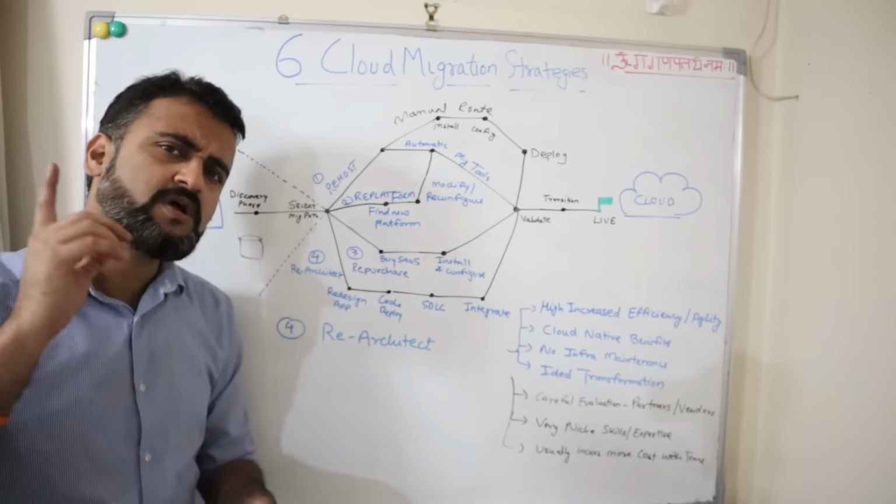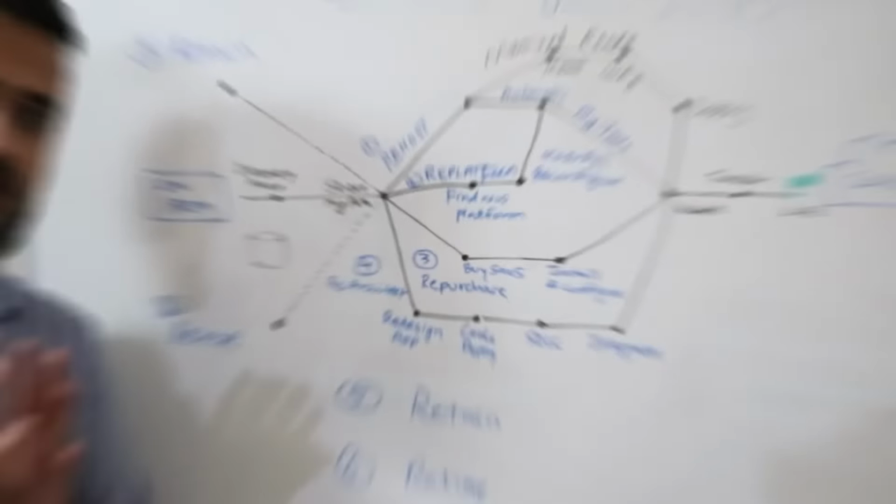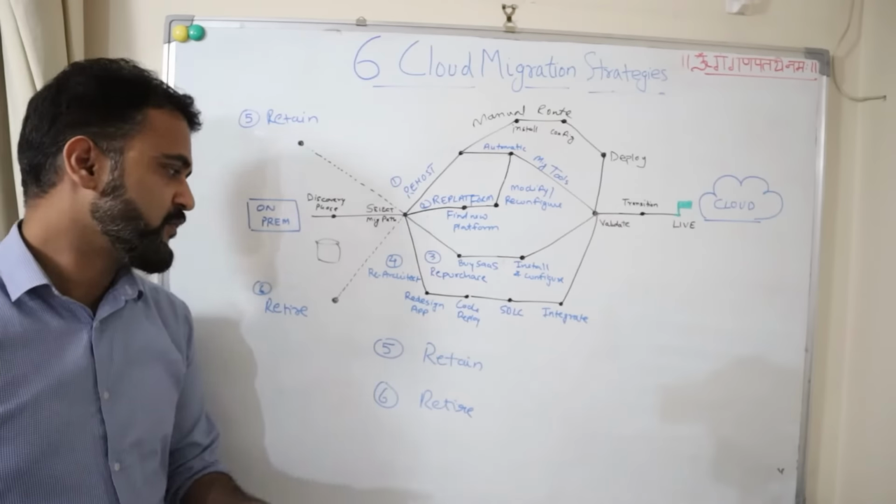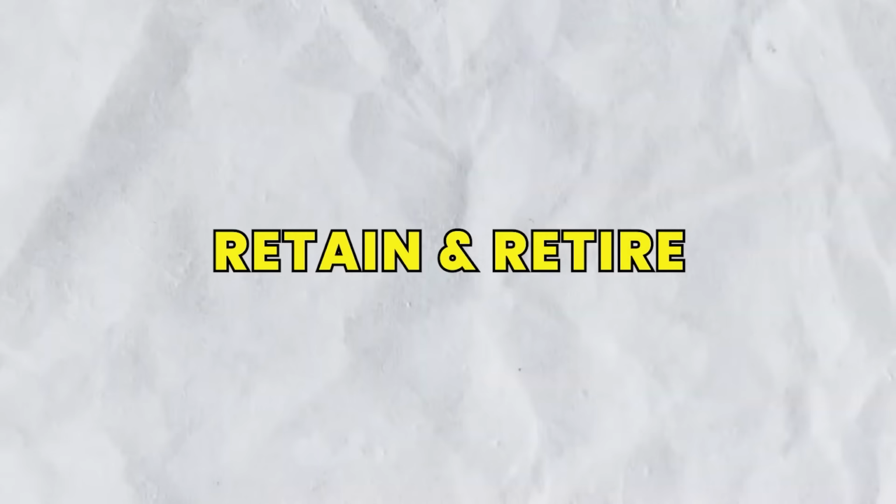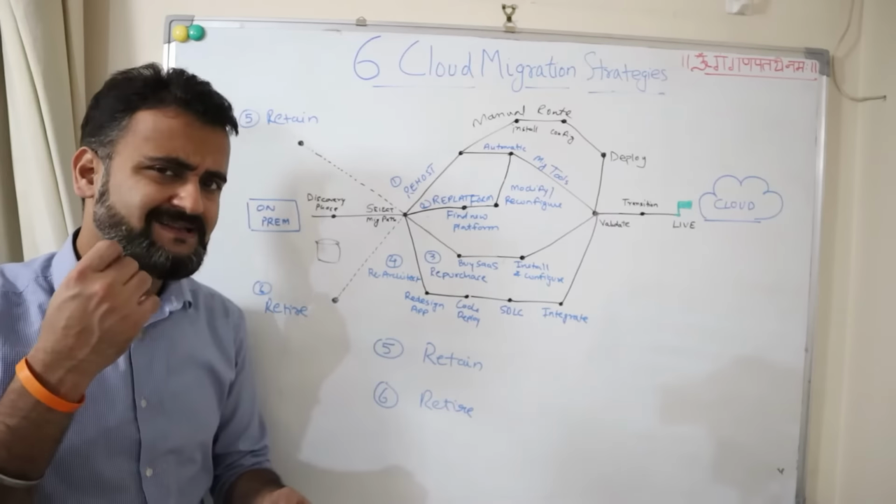So now let's talk about our fifth and sixth strategies together. The last two strategies are very straightforward, which is to either retain or retire. It is self-explanatory, but I'll just cover it quickly.